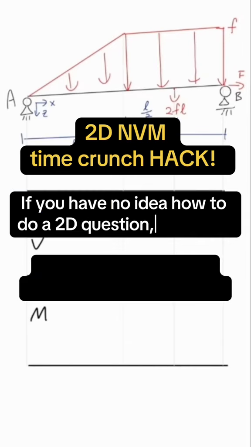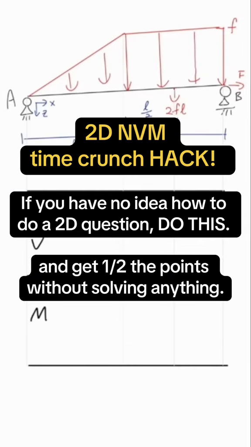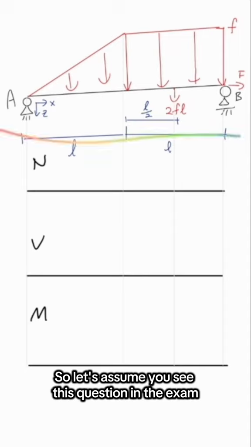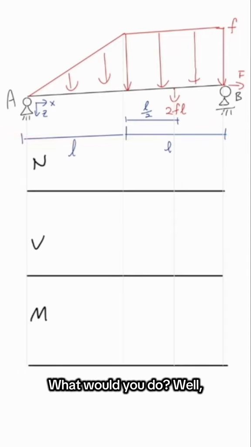If you have no idea how to do 2D, you can actually get about half the points without solving anything in a very short amount of time. So let's assume you see this question in the exam and you have about 1 or 2 minutes left. What would you do? Well, first let's solve the N diagram.